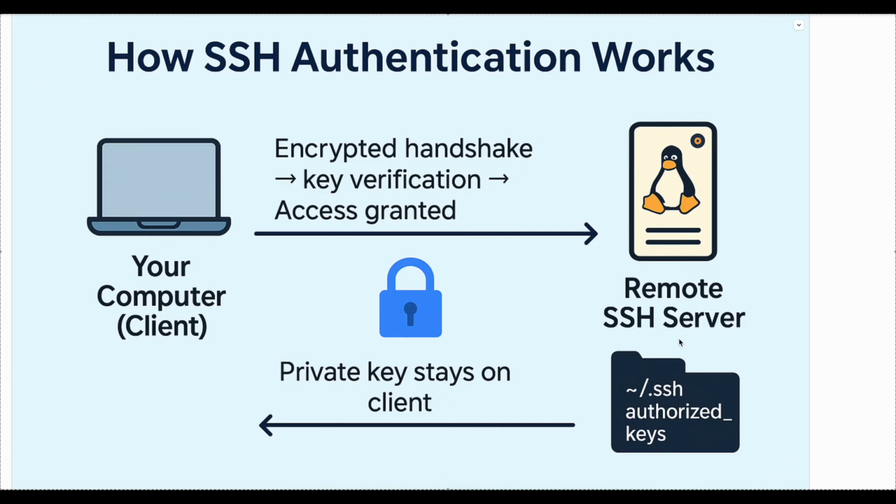When you start the SSH connection, the client and the server perform an encrypted handshake. During this handshake, the server checks if your public key, which it already has stored inside the SSH authorized keys file, matches your private key, which stays securely on your local system. If the keys match, the server confirms your identity and access is granted. Throughout this entire process, your private key never leaves your computer. Only the public key is shared and verified.